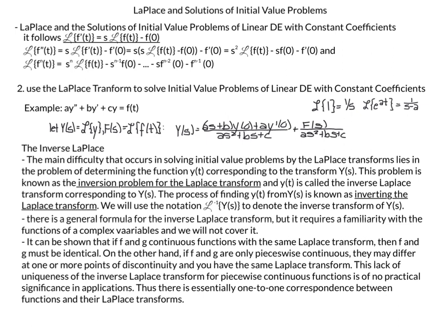One last note, it can be shown that if f and g are continuous functions with the same Laplace transform, then f and g must be identical. On the other hand, if f and g are only piecewise continuous, they may differ at one or more points of discontinuity, and you have the same Laplace transform. This lack of uniqueness of the inverse Laplace transform for piecewise continuous functions is of no practical significance in applications. Thus, there is essentially a one-to-one correspondence between functions and their Laplace transform. So when you use that inverse, you know that you're getting the correct function.